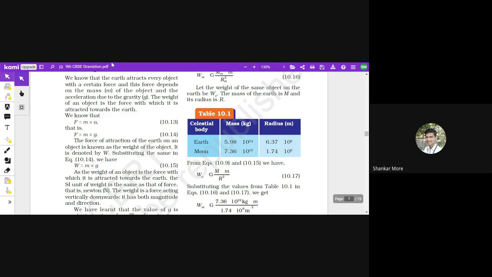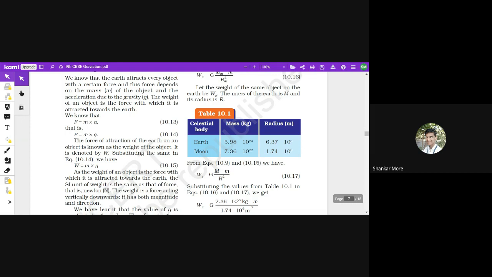Now, what is the value of g, students? What is the value of small g on Earth? Do we have a formula for it? Yes, no. Yeah, 9.8 meters per second square. Correct. That is the value of g. We do have a formula for it as well. I think we have learned that in the last class, right?